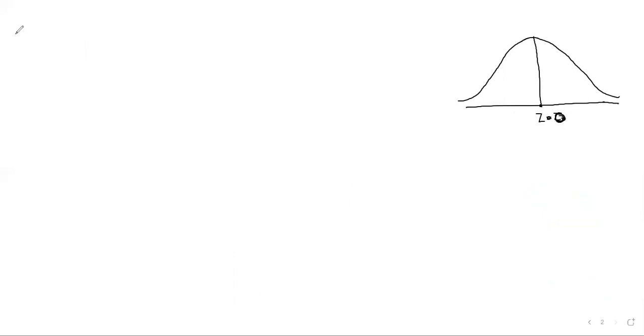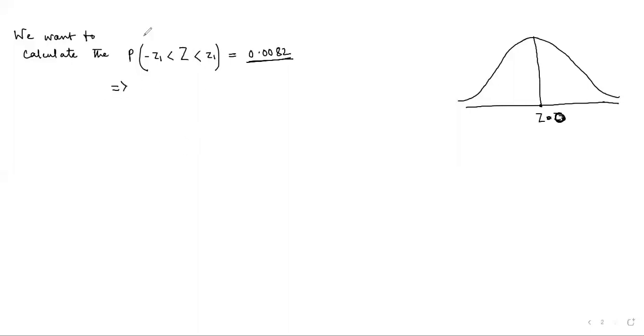Now we want to calculate the probability that for some number Z1, when the random variable lies between minus Z1 and plus Z1, the probability becomes 0.0082. We want to know what this particular Z1 is. We can easily calculate this using the normal table.